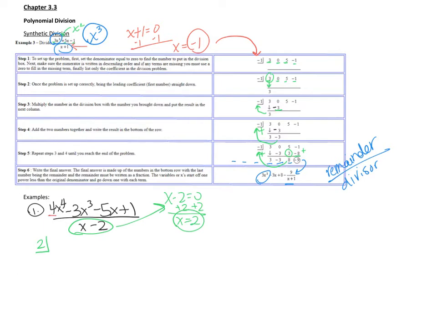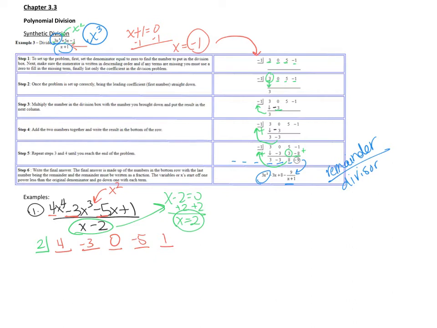I start with an x to the 4th. Then I would have an x cubed. Then I would have an x squared, but I'm missing an x squared, which means I'm going to put a 0 in there. Then I'm going to have an x, so a -5, and then I'll have a constant, a 1. I like to underline mine just so that I've got all of the different spaces there.